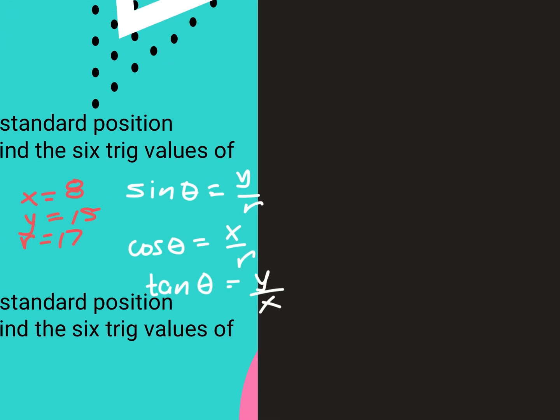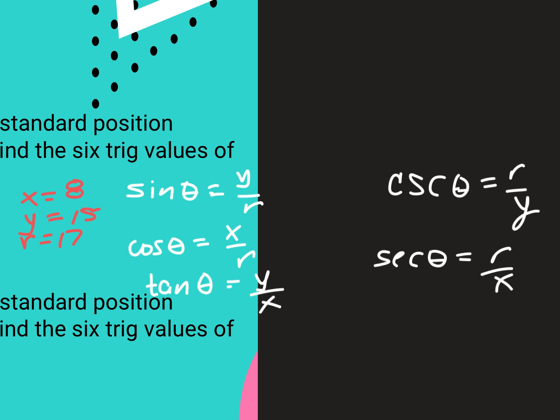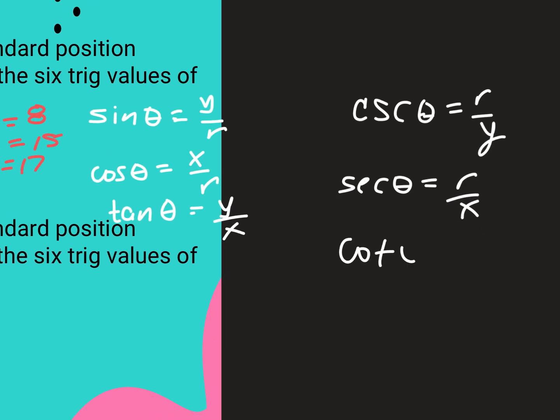What is the reciprocal of sine? Cosecant, CSC. What is your cosecant ratio? R over y. Perfect. So my cosine, what's the reciprocal? It's secant. What's my secant ratio? R over x. Perfect. And then cotangent is my reciprocal of tangent. What is that? X over y.